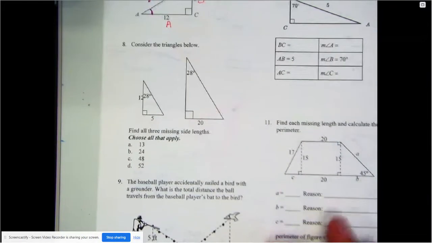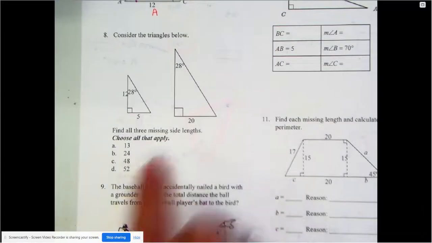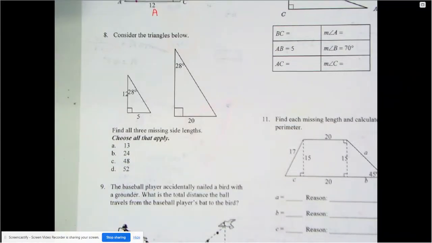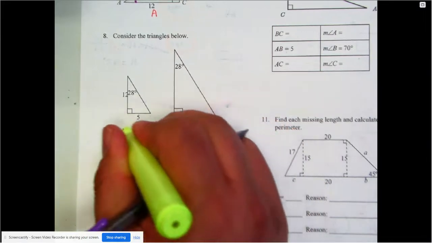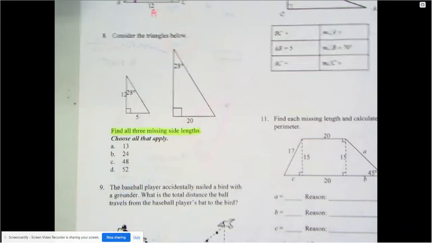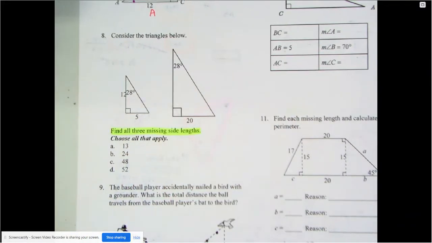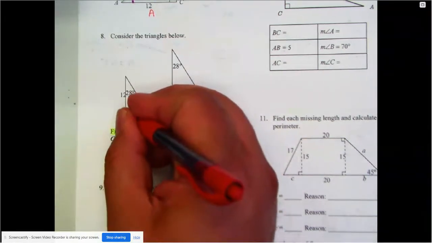All right, moving right along. Now, there is a question like this one where you are going to need to choose all that apply. And notice, they're already telling you you're missing three sides. Well, then you're going to have to circle three of these together. But one of the things that we notice about these pictures, look, there's a 90 right here.